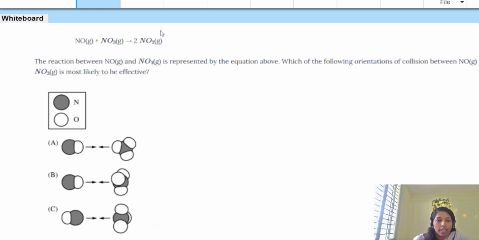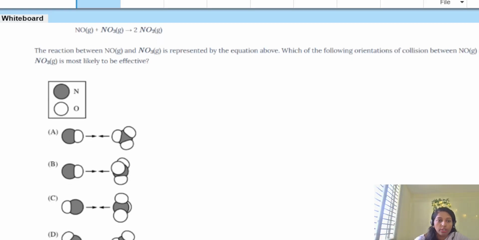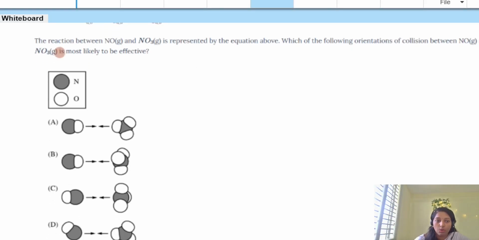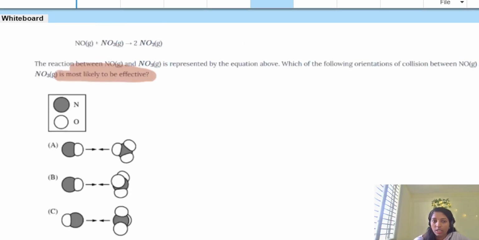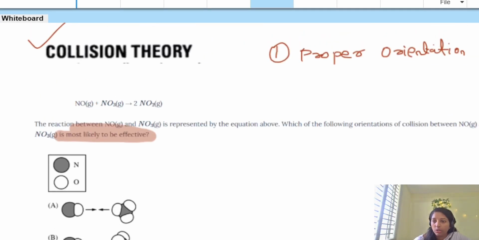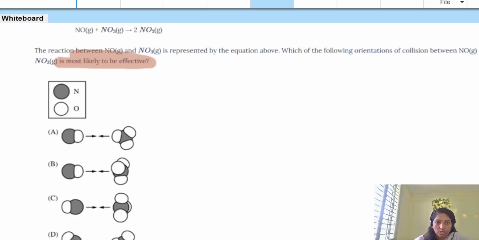Orientation. Okay, right. So you can expect this kind of question, like this one. See the question: NO reacting with NO3 gives 2 NO2. Which of the following is most likely to be an effective collision? That is the question. So see, NO is turning to NO2. So how do you do this kind of question? NO plus NO3 gives 2 NO2. See, nitrogen is the gray colored one, and the oxygen is plain.